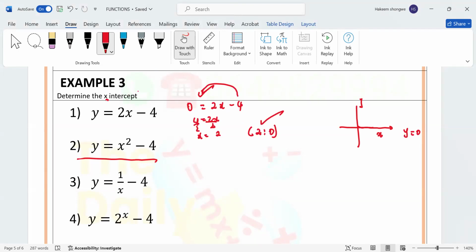Number 2, what kind of a function is this one? It's a parabolic function. Let's determine the x-intercept of a parabolic function. Again, we're going to come and put 0 here. That's number 2. 0 is equal to x squared.